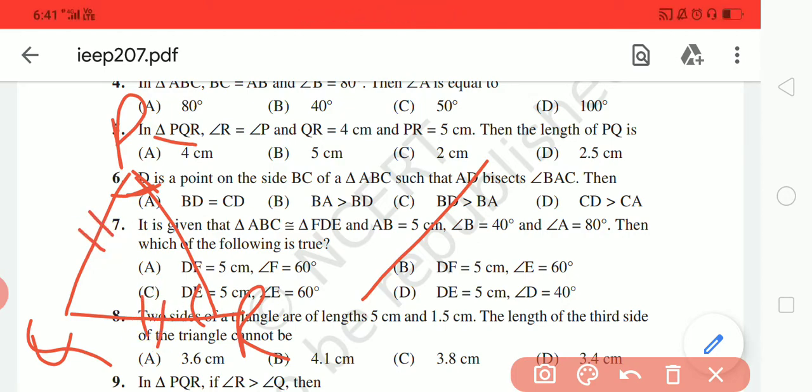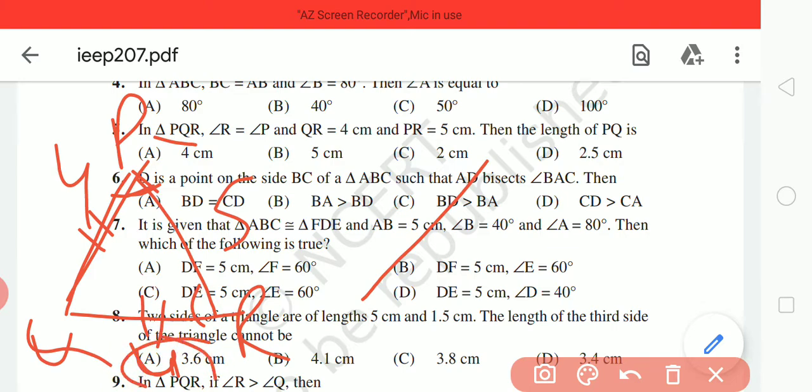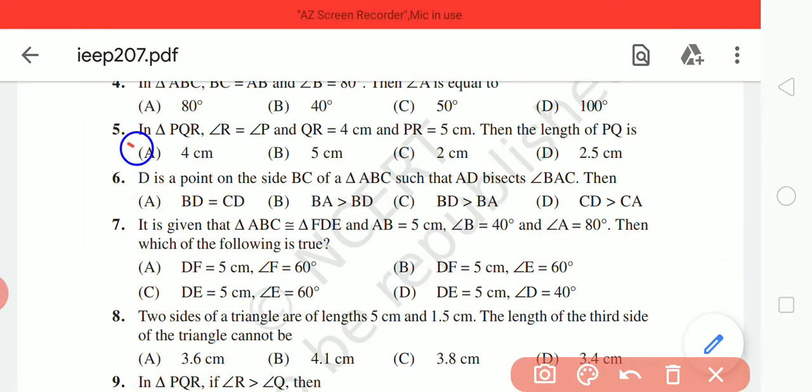So we can say that QP equals QR. Here we have given QR is 4 centimeters. PR is 5 centimeters. Then what is the length of PQ? You know PQ will be 4 centimeters because the sides opposite the equal angles are equal. So the answer will be 4 centimeters. That is the first part.